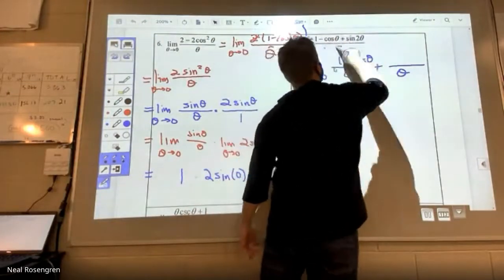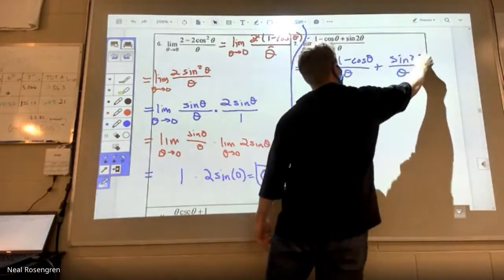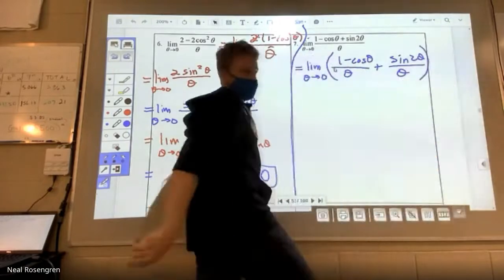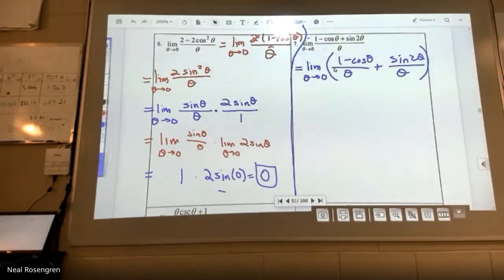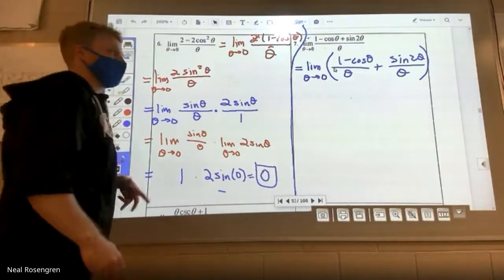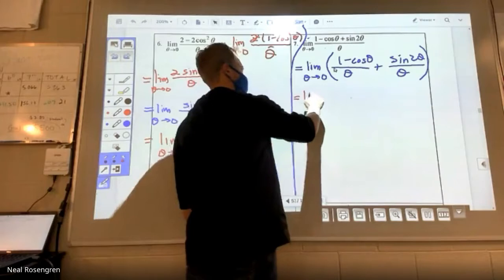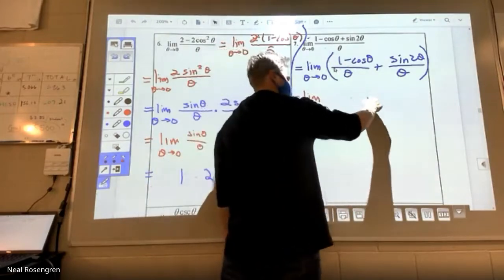And so now we already used the 1 minus cosine theta. So what do we have left? We have sine of 2 theta. Put parentheses around it because you want to take the limit of all of it. Otherwise, you would just have the limit of the first fraction and the second fraction we would know. But just like the limit of a product is a product of limits, I can break it apart into as many things being multiplied. Same thing with addition, subtraction. The limit of a sum is the sum of those limits.